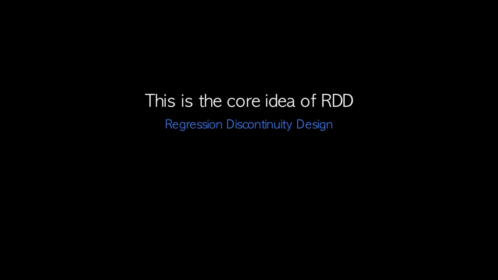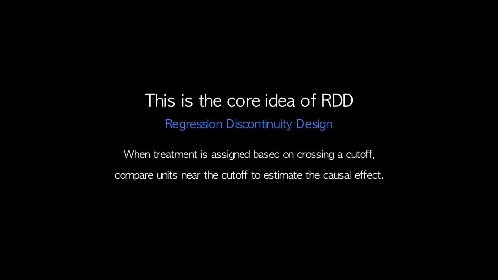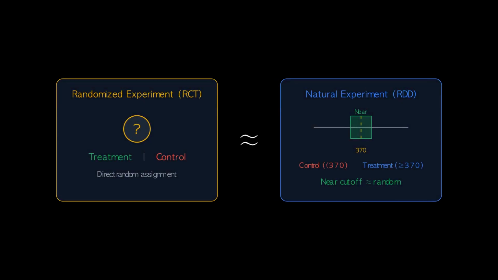This is the core idea of RDD, Regression Discontinuity Design. When treatment is assigned based on whether a continuous variable crosses a specific cutoff, we compare units just on either side of that cutoff to estimate the causal effect. Even without a randomized experiment, the situation near the cutoff naturally approximates random assignment, and RDD exploits that.